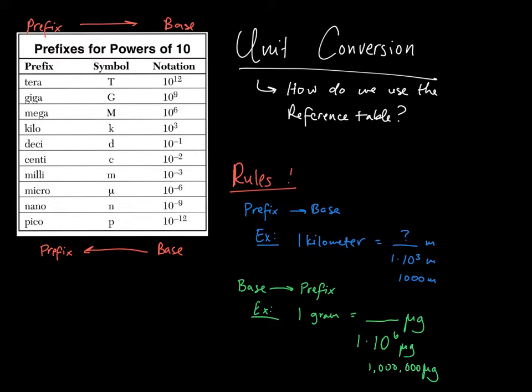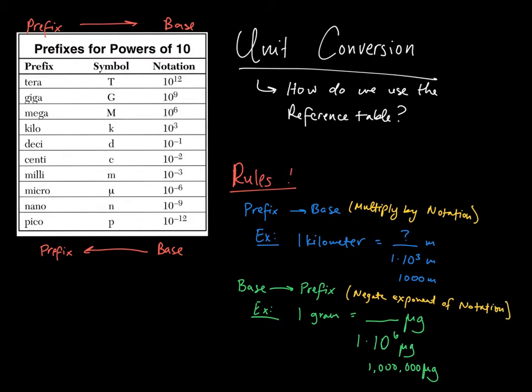So I'm going to write some little notes. From prefix to base, you multiply by the notation. For the other direction, you're going to negate the exponent of the notation.